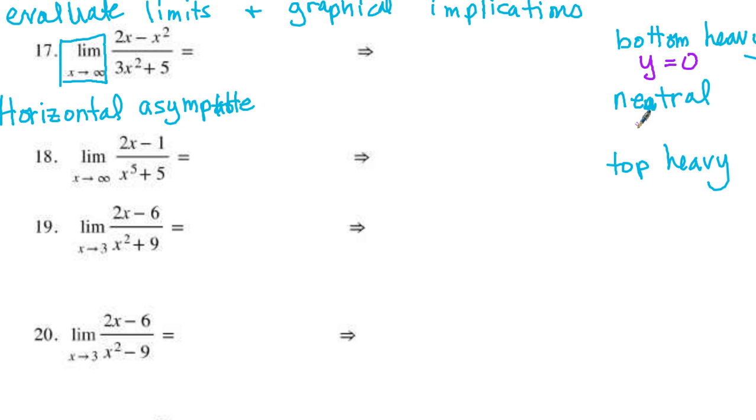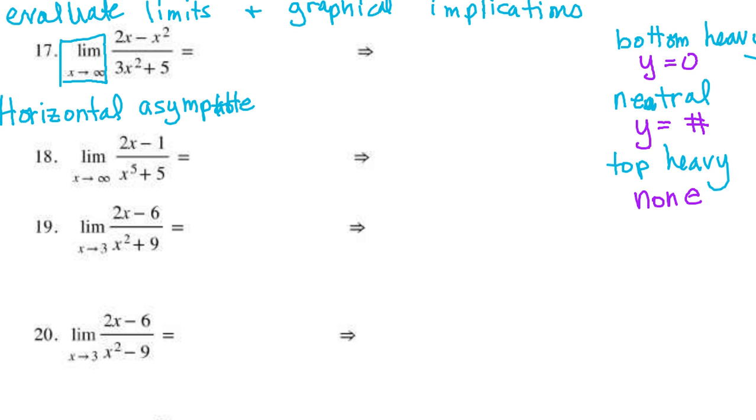If it's neutral, then we're looking at the coefficients. So the y-intercept will be some other type of a number other than 0. And if it's top heavy, we're not going to have a horizontal asymptote at all. You're going to, in fact, have an oblique asymptote, normally a linear one that you can find using long division.